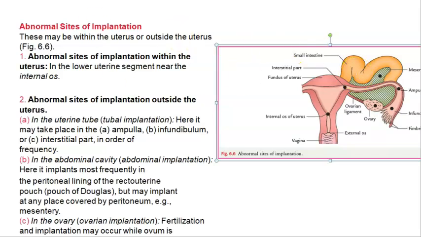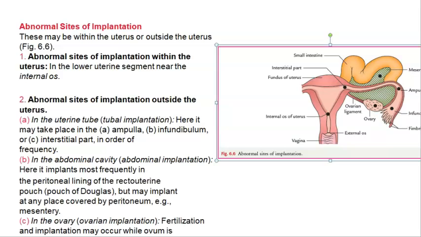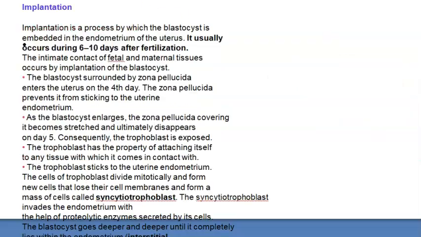So implantation is what happens when the blastocyst will implant. So somewhere here, or wait, let me use a green. Somewhere here or somewhere here it implants, right? That's what we have learned. So basically implantation is the process by which the blastocyst is embedded into the endometrium of the uterus. It occurs from 6 to 10 days from the fertilization.